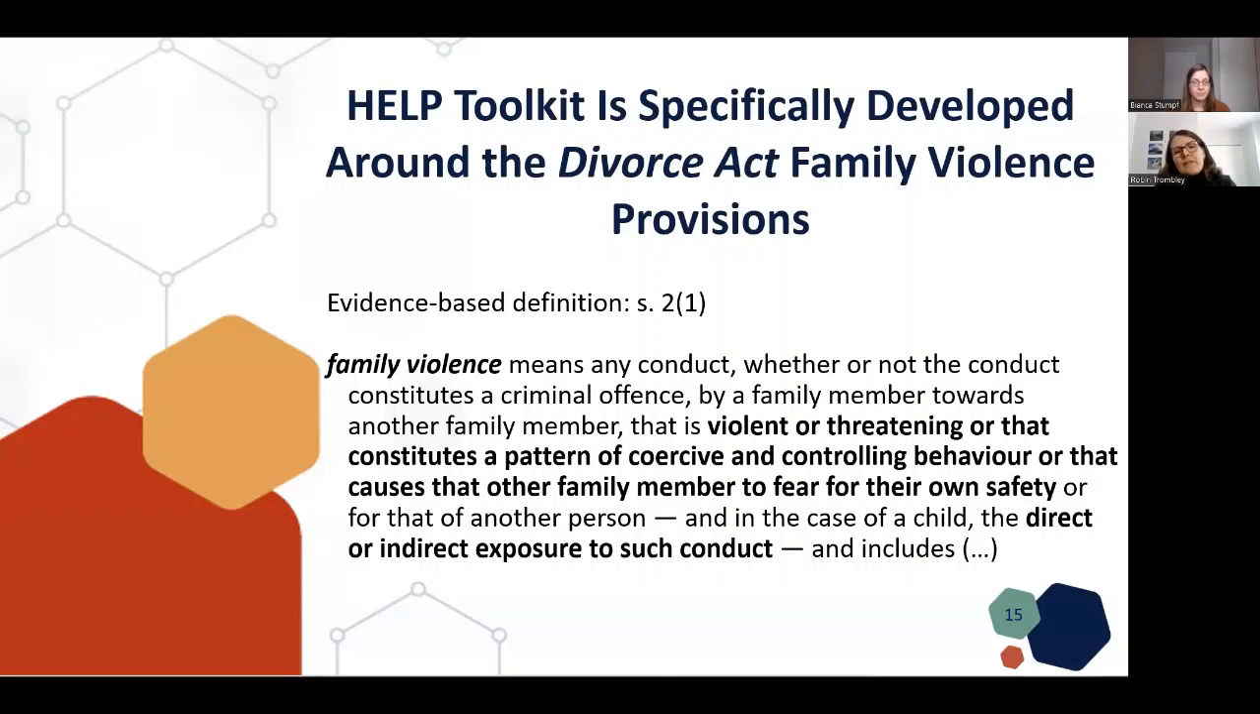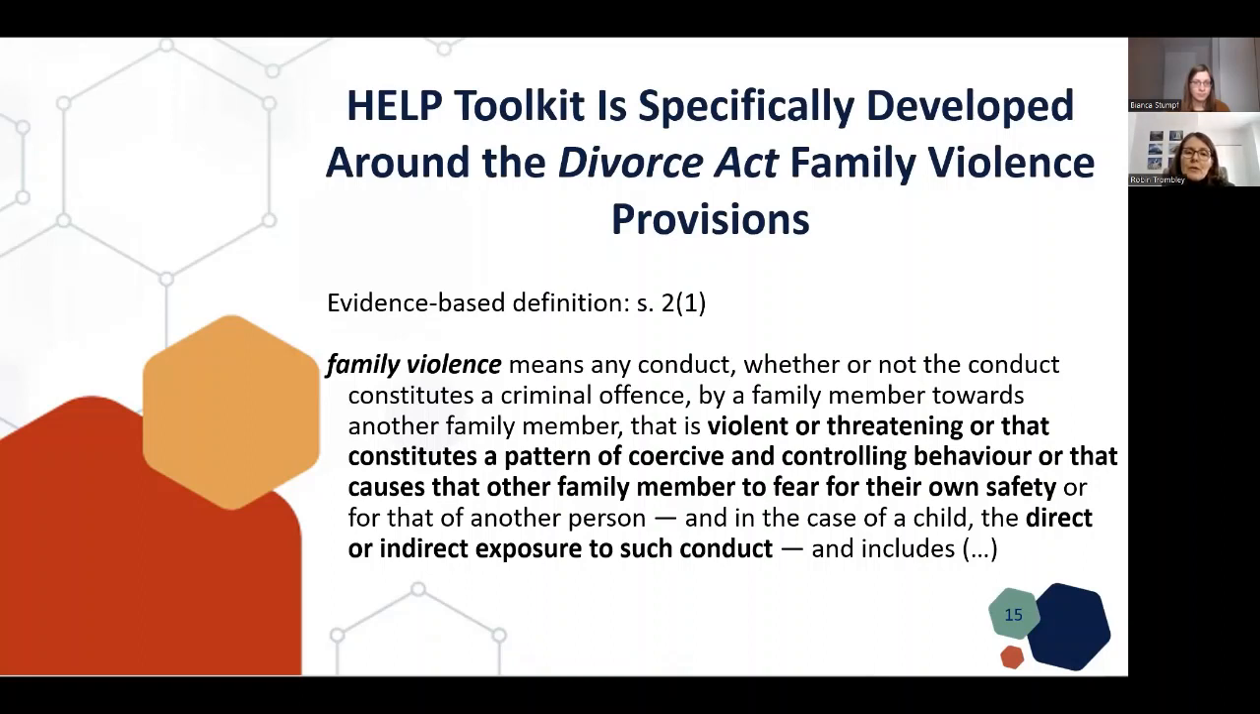So the HELP Toolkit was developed around the new family violence provisions in the Federal Divorce Act. These were part of the amendments to the Divorce Act that came into force on March 1st, 2021. As I'm sure all of you will know, the Divorce Act now includes a broad evidence-based definition of family violence. So now in the Divorce Act, family violence is defined as conduct by one family member against another that is violent or threatening, that constitutes a pattern of coercive and controlling behavior, or that causes a family member to fear for their safety or for the safety of another person.